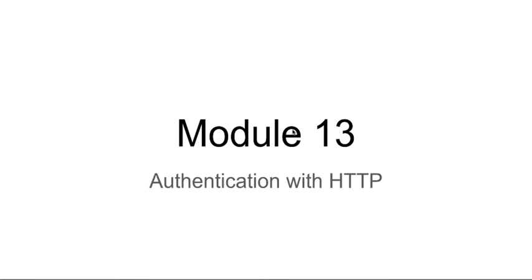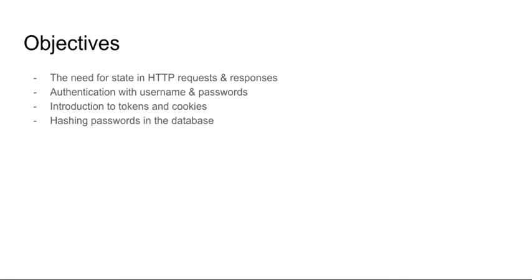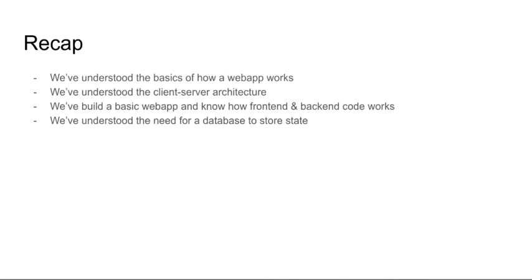Hi all, welcome to the first module in the Performance and Security unit. We're going to talk about authentication with HTTP, and this will take us into interesting discussions about how the HTTP protocol works. We're talking about usernames, passwords, and the concept of session tokens and cookies. We'll also be looking at how usernames and passwords are stored in the database and why they're stored in a particular way. So far over the last few units, we've understood the basics of how a web app works.